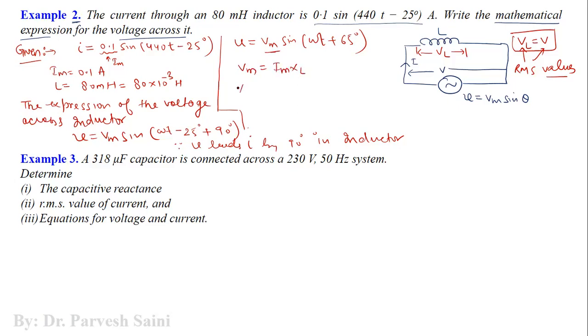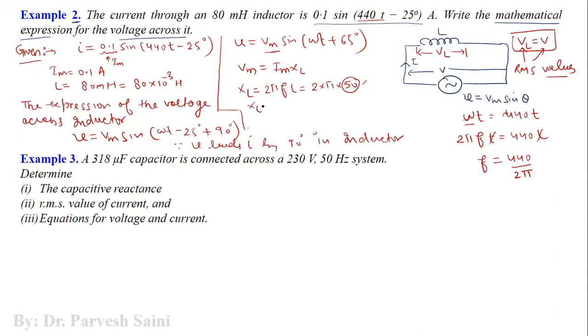XL can be obtained by using the formula 2 pi f L, which is equal to 2 into pi into f. F can be obtained because we know that omega t is equal to 440 t. So omega is equal to 2 pi f, which equals 440. So f is equal to 440 by 2 pi. So XL is equal to, 2 pi f can be taken as 440 here.